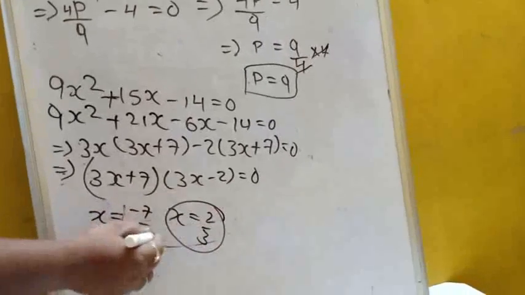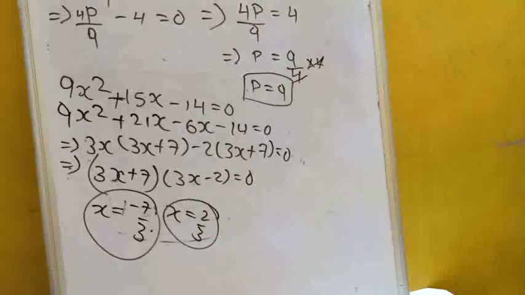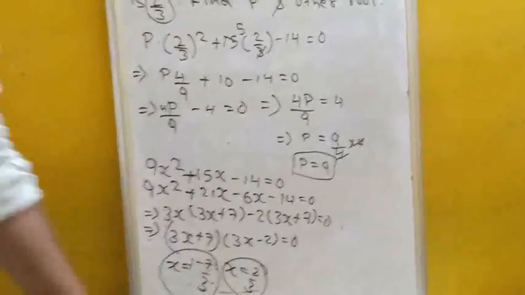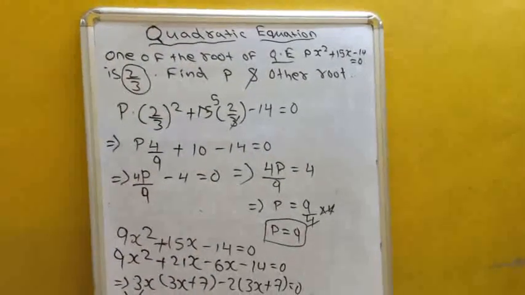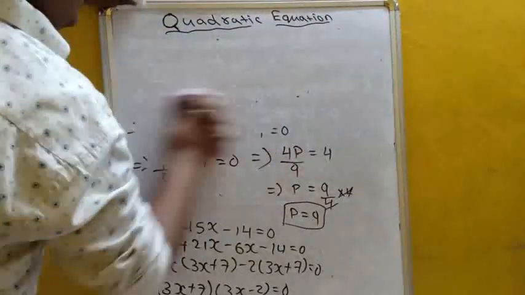Already given x equal to 2/3. What you got? x equal to minus 7/3 is the other root of this quadratic equation. So some problems I want to give you, you solve, okay, according to these problems.